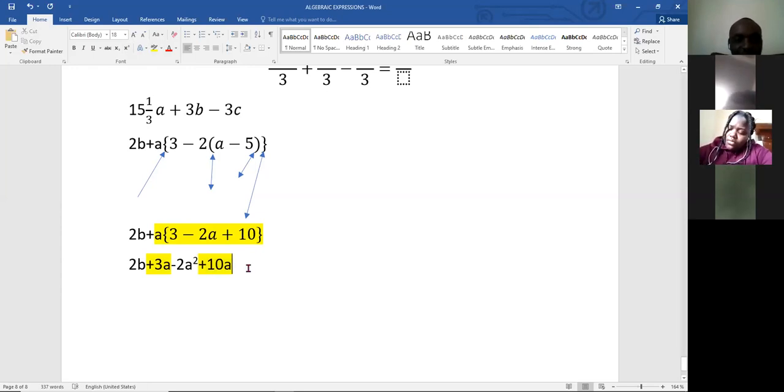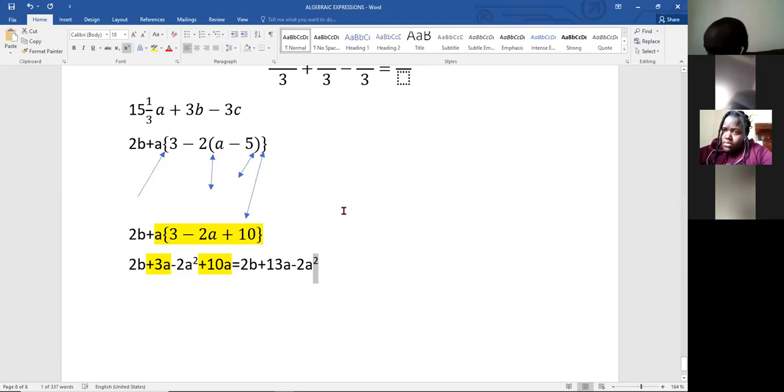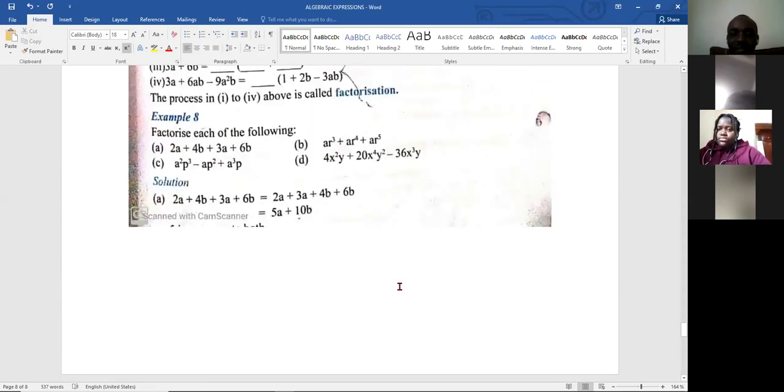So 3A plus 10A, we know the answer to that. You can now come here and say 2B plus 13A, because 10A plus 3A is 13A. And then you can say minus 2A squared. That is how you are supposed to calculate that. And so with those remarks, I will be done with that first part.